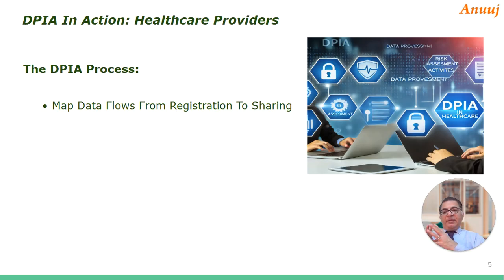So the DPIA process is simple. It says map your data flow from the time of registration till the time of sharing, and I would say even till the time you need the record, which is not very valid in healthcare, because you need the record for the lifetime of the patient and maybe even 10 years after that by healthcare regulations itself, even if not by DPDP. So you need to map your data flows.